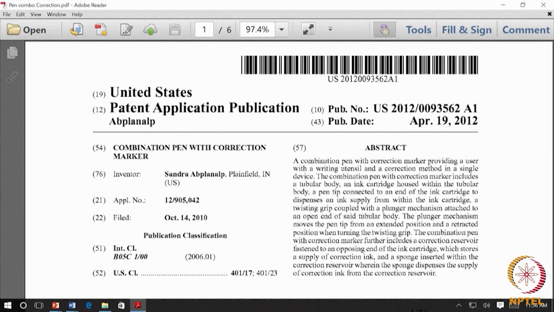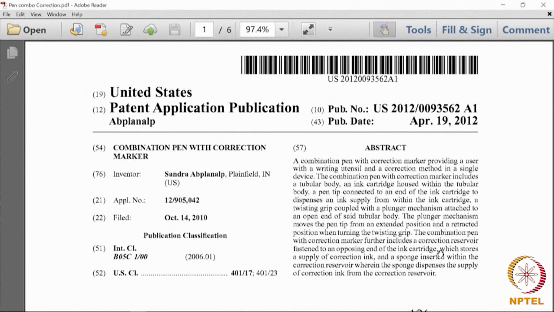So you will find these numbers next to United States 19, 12, then there is 10, 43, all in brackets, 54, 76. Now these are universal codes which are used by patent offices regardless of the office in which the patent is granted. So code 76 will be for the inventor's name, code 22 will be for the date on which it is filed, then code 57 will be for the abstract.